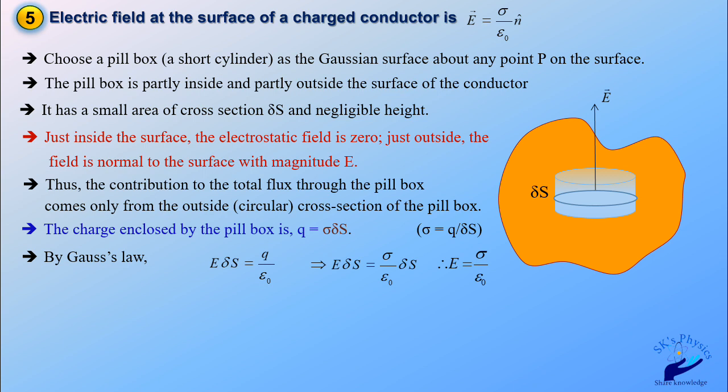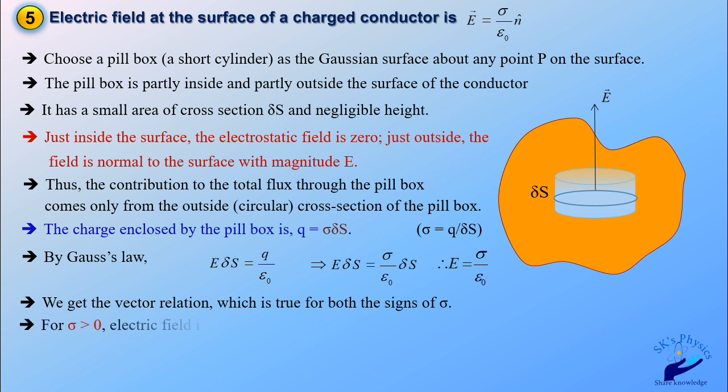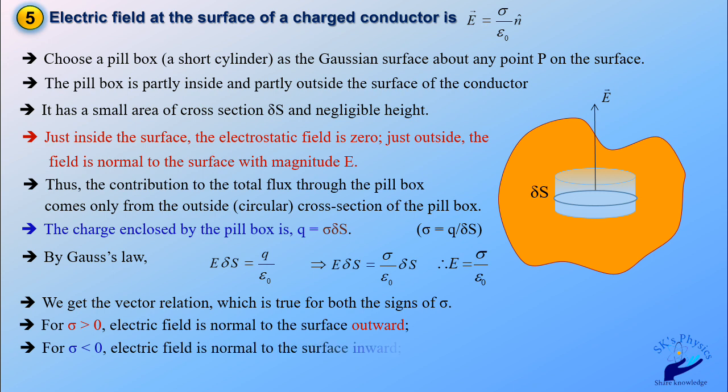We get the vector relation which is true for both the signs of sigma. For sigma greater than 0, the electric field is normal to the surface, outward. For sigma less than 0, the electric field is normal to the surface, in the inward direction.